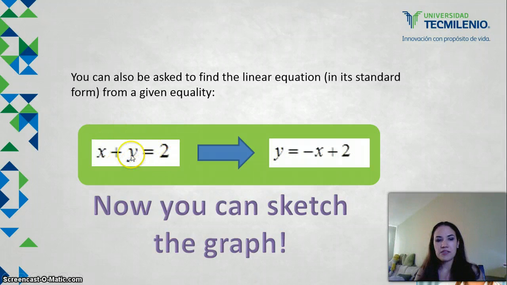With this form, you can work out to sketch graphs. In this other form, it's more difficult for you to be able to do so, and anyway, you have to transform it to this way in order to be able to sketch it, okay.